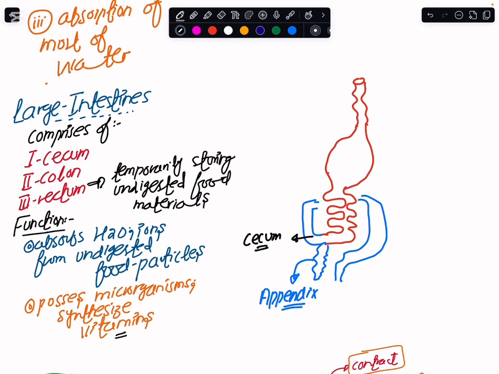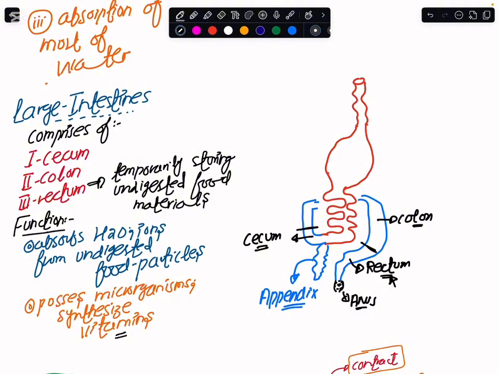The first part of the large intestine is the cecum. And from this point to this point, we have the other part of the large intestine, which is the colon. Then there is this part where the undigested food particles are temporarily stored in a hard form, in the form of feces. They are stored here at the rectum. And then we have the anus, where there is a band of muscle, the anal sphincter, which relaxes so that ultimately we remove the undigested food material in the form of feces.